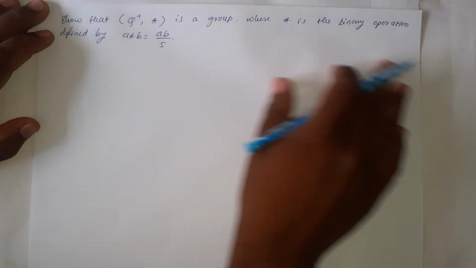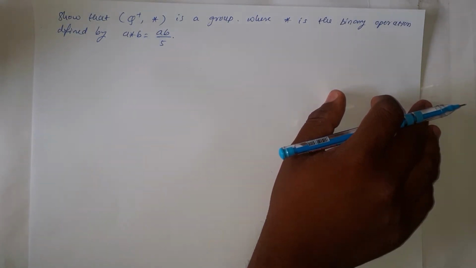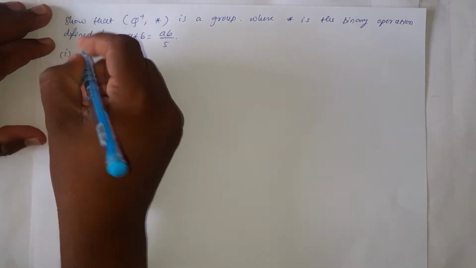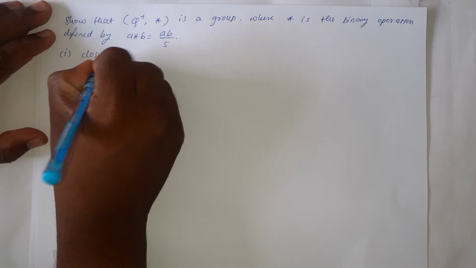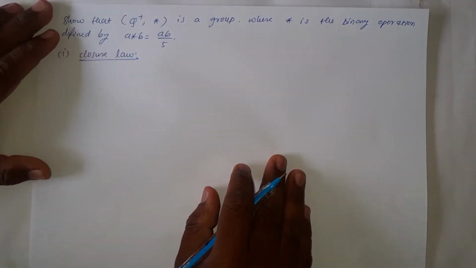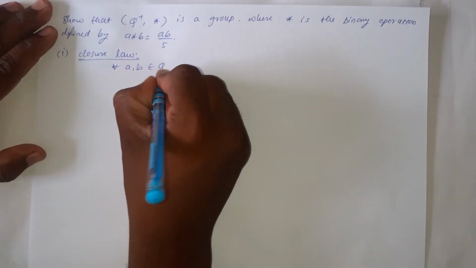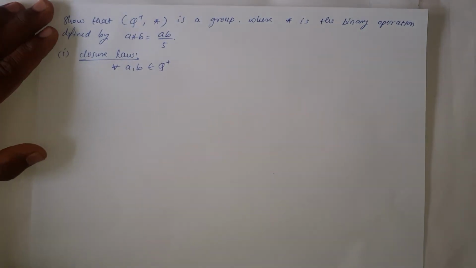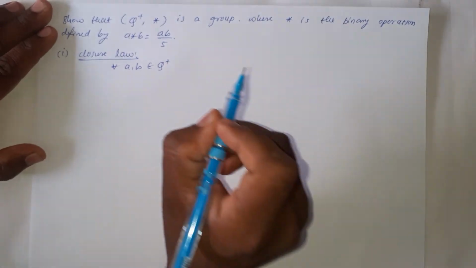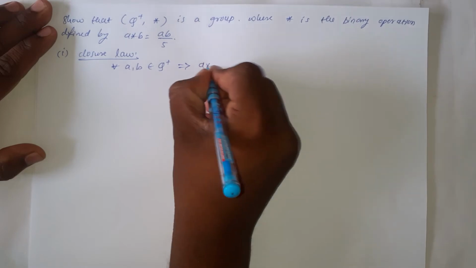So for this, let us satisfy all the 4 laws, that is closure law, associative law, identity law and inverse law. So the first one is closure law. Now for closure law, for all A comma B belongs to Q plus, for any two positive rational numbers A and B, that A star B must be in Q plus. It implies A star B.